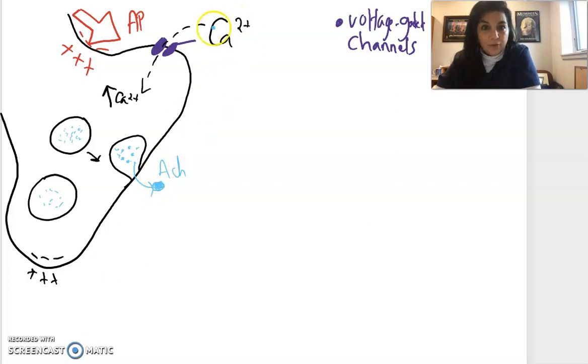So voltage-gated channels open, calcium ions rush down their concentration gradient, calcium levels rise inside the synaptic knob, and vesicles containing the neurotransmitter acetylcholine come to the membrane and, by the process of exocytosis, release acetylcholine into that synaptic cleft. On the opposite end, we have the sarcolemma. So this is the sarcolemma of the myofiber.